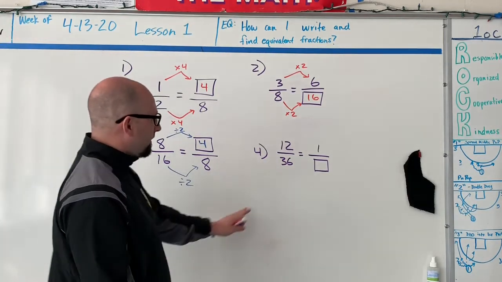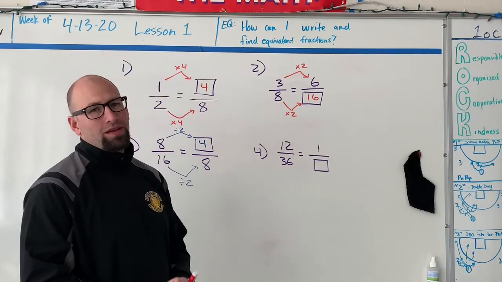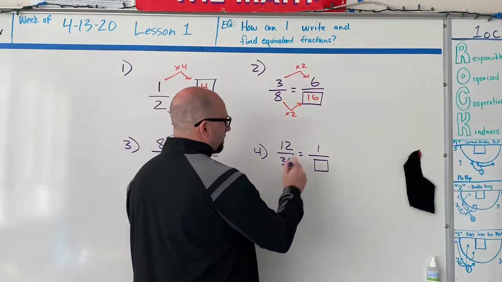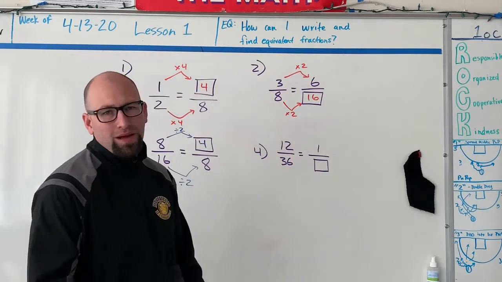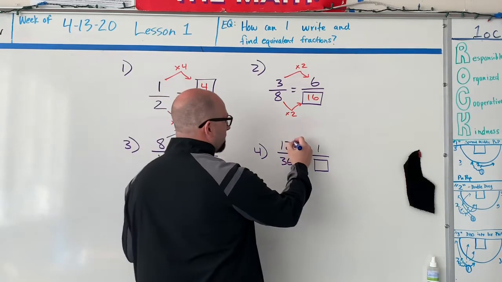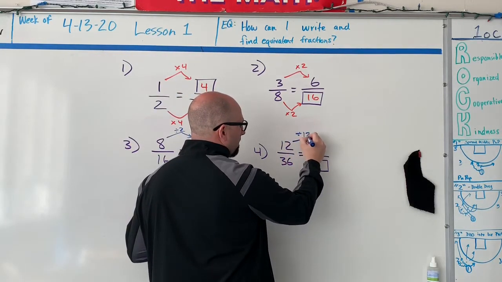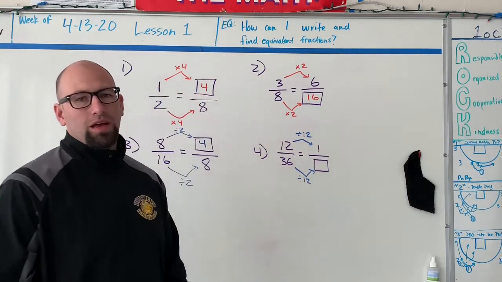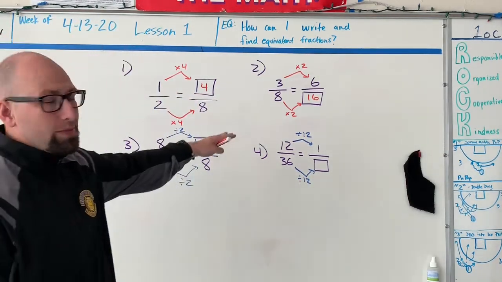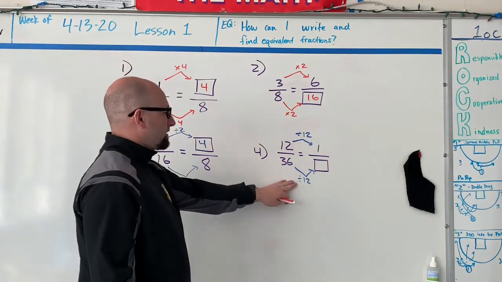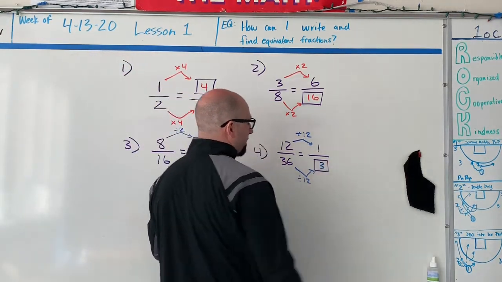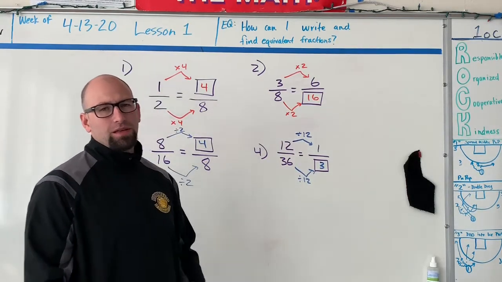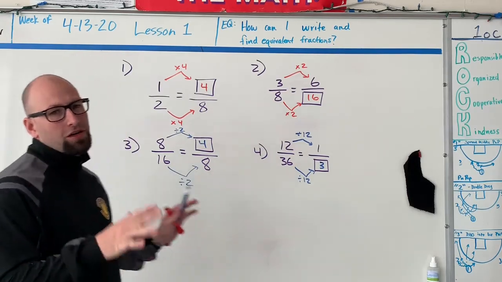And the last one, again, we're going from 12 to 1. So that's getting smaller. When we get smaller, we're going to divide. So what number do we divide by? Well, any number divided by itself equals 1. So we're going to divide this by 12. And then we're going to divide the bottom one by 12. We divide the denominator by 12 because we divided the numerator by 12. So 36 divided by 12 is 3. So 1/3 is equivalent to 12/36. So I want you to pause this, make sure you get all these notes down.